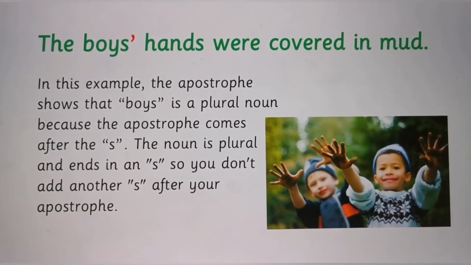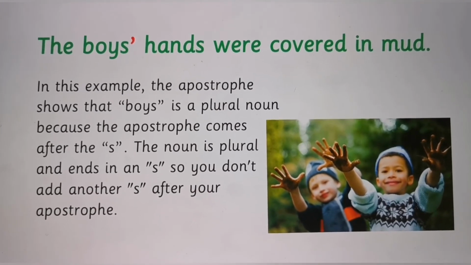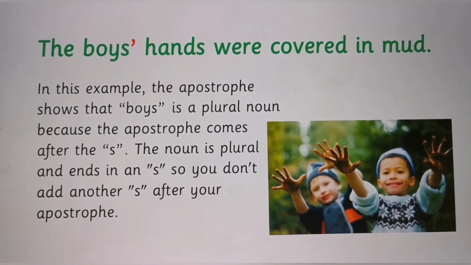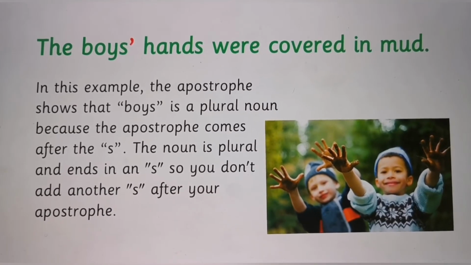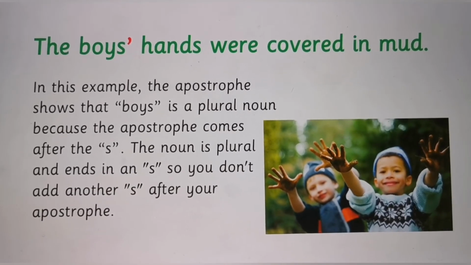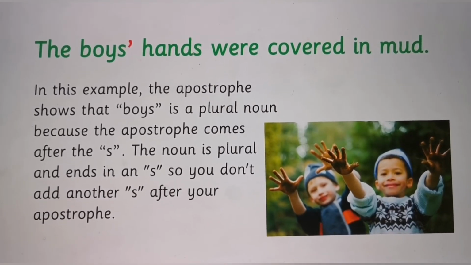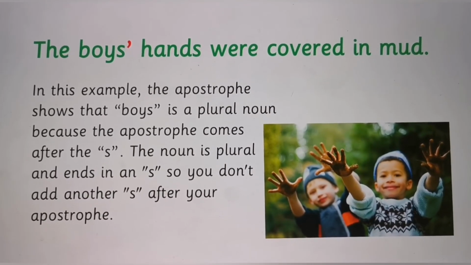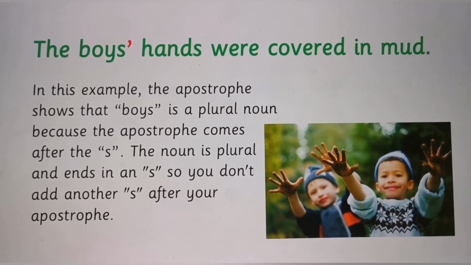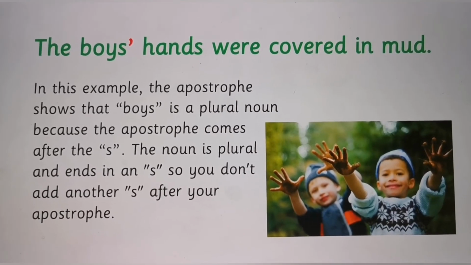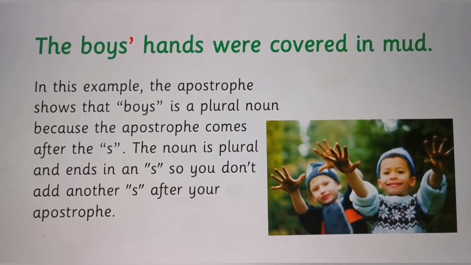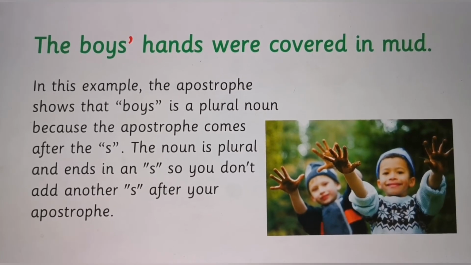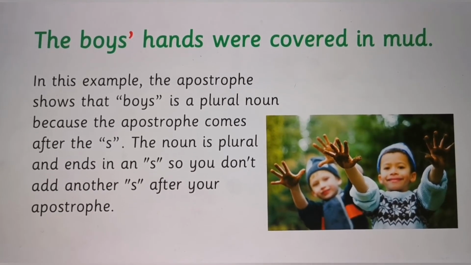Here is another example. The boys' hands were covered in mud. This shows me that the hands belong to the boys. They are the boys' hands. In this example, the apostrophe shows that the word boys is a plural noun because the apostrophe comes after the S. The noun is plural and ends in an S, so you don't need to add another one after your apostrophe. We can just pop the apostrophe at the end to show that there is more than one boy with their hands covered in mud.